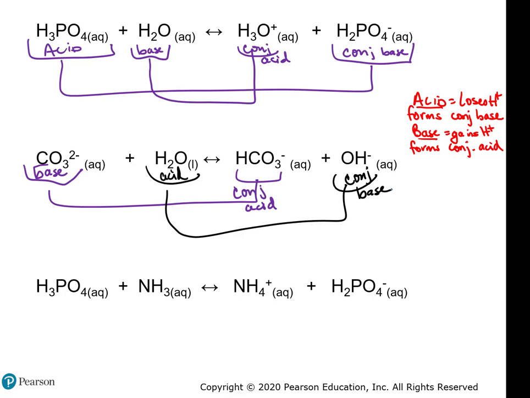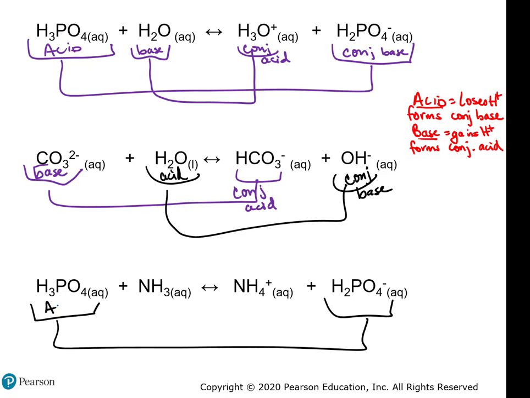So last one, H3PO4, most similar pair. So notice again the phosphates. So you see you're just trying to pick out the ones that look the most similar, and you're just looking to say, okay, did it gain a hydrogen or lose it? So this one did what? It lost, which makes it an acid. And that means its pair is the conjugate base.